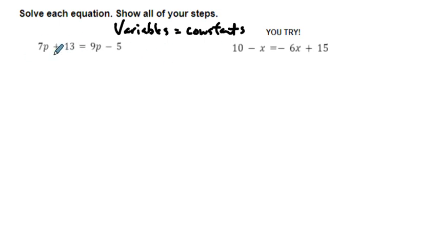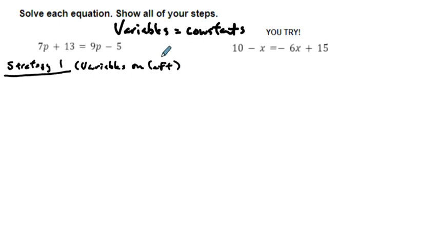So in this one right here, I have variables and constants on both sides, right? So it really doesn't matter which side you decide to work with, okay? But I'm going to show you two different strategies, all right? So we're going to do strategy 1, which is basically variables on the left side, right? So we have 7p plus 13. Let's just rewrite it out. Equals 9p minus 5. All right.